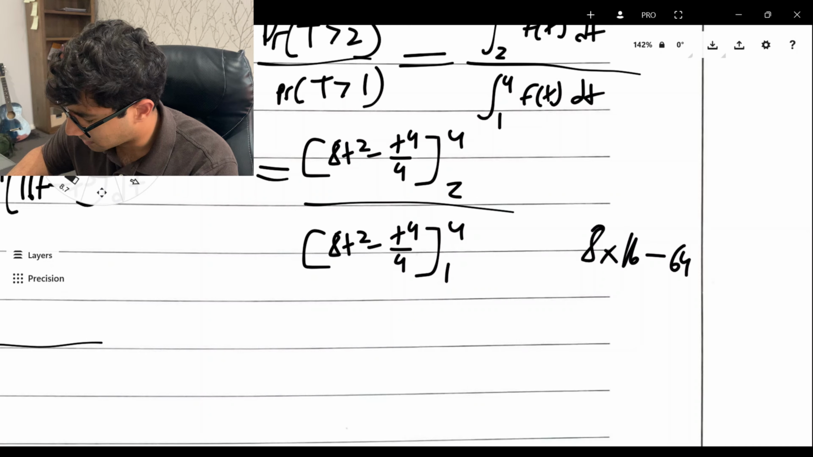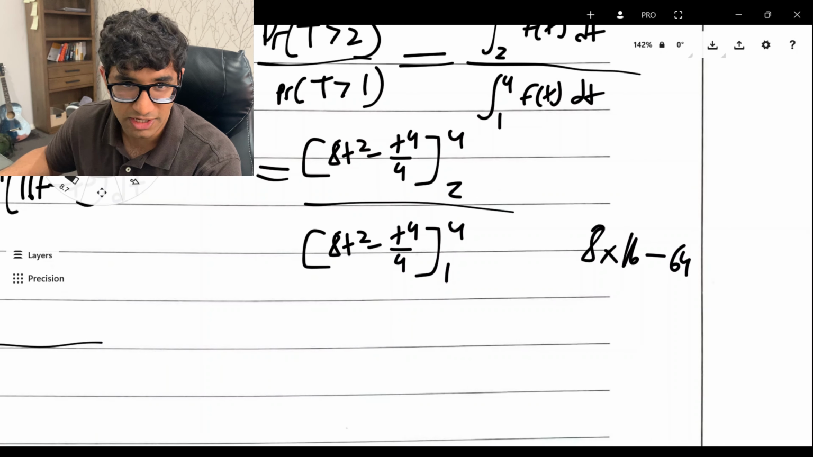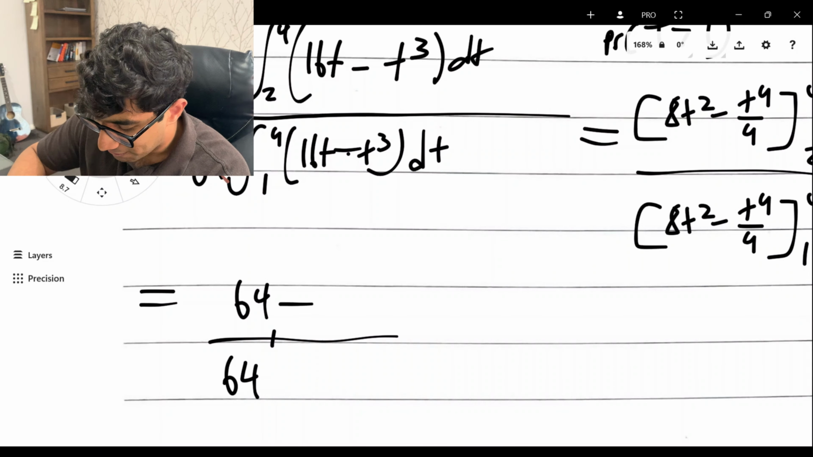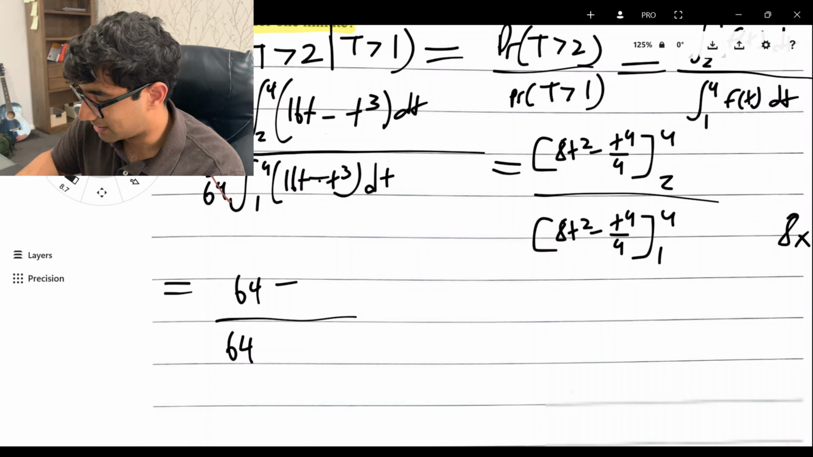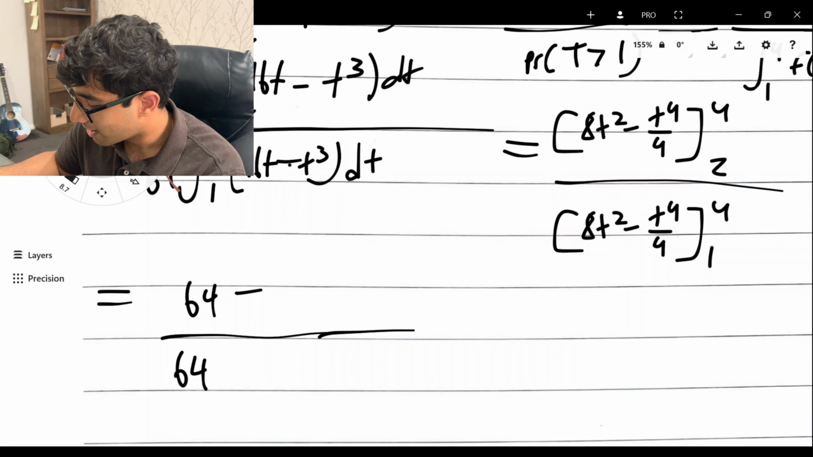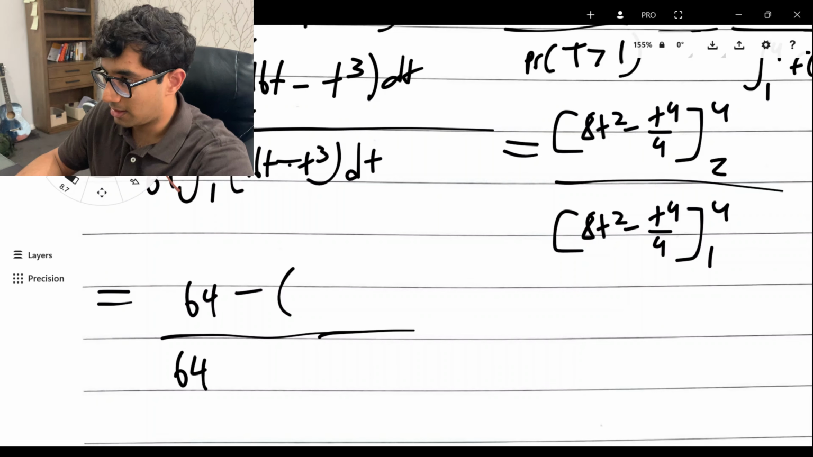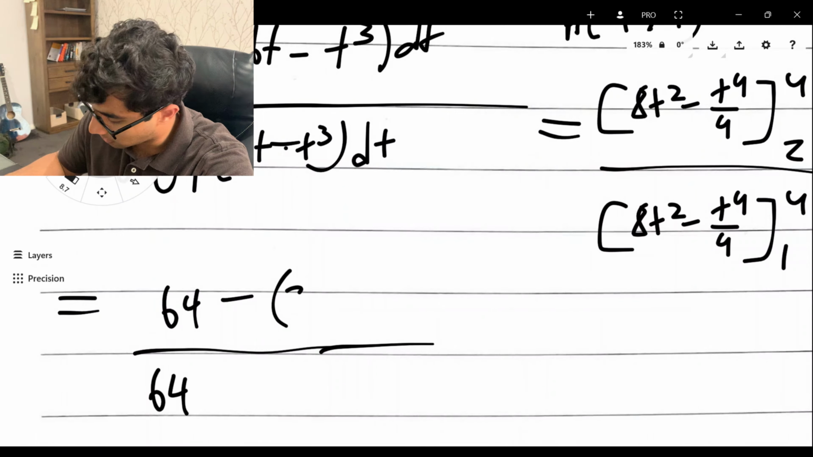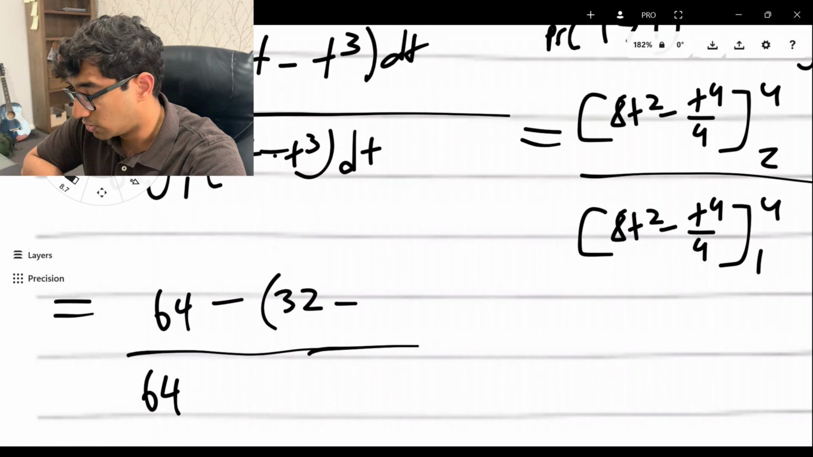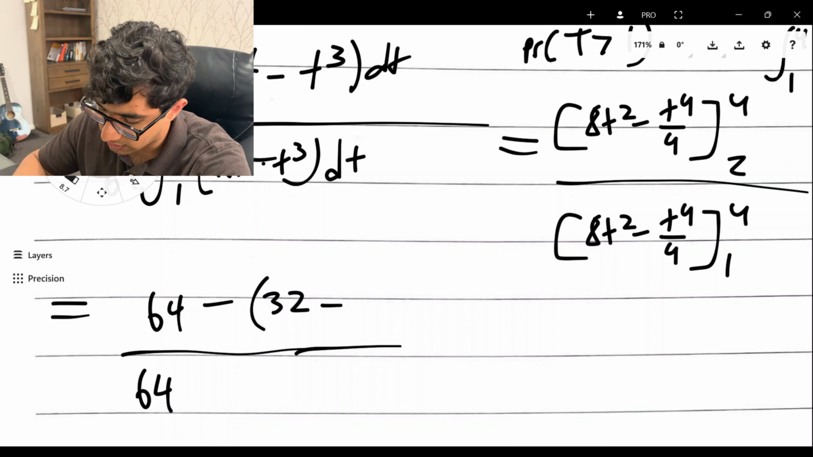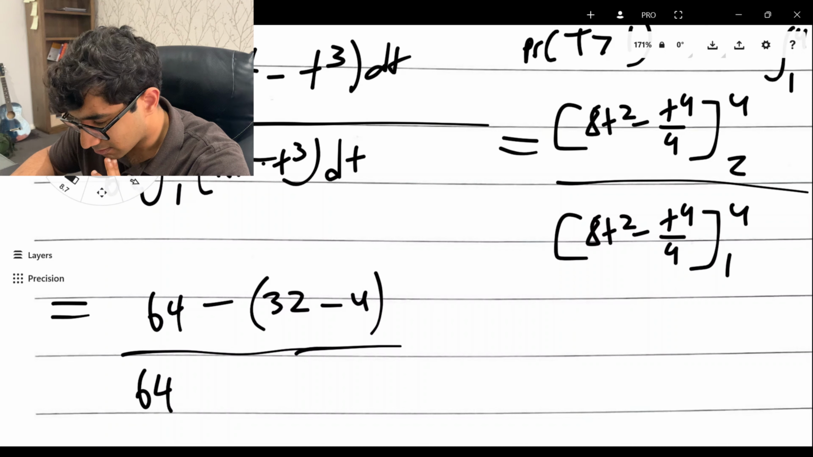I'm just thinking about whether I did that right. 80 plus 48, I'm questioning life right now, basically. But yeah, no, 64 is right. Subbing in 2 now, so you get 8 times 2 squared. That would be 8 times 4, which is 32, minus 2 to the power of 4 divided by 4. So that's 2 to the power of 2, which is 4. Did I do that right? 16 divided by 4. That makes sense.